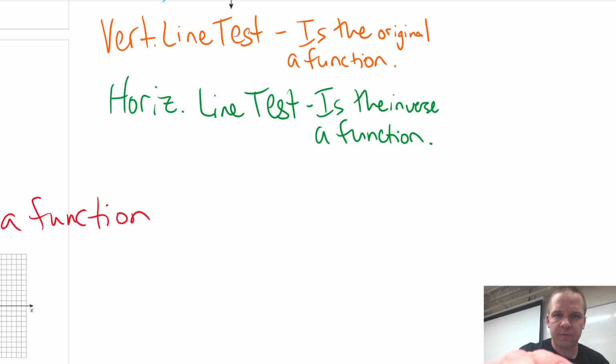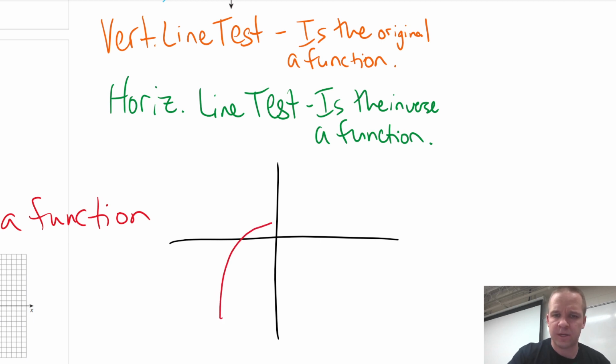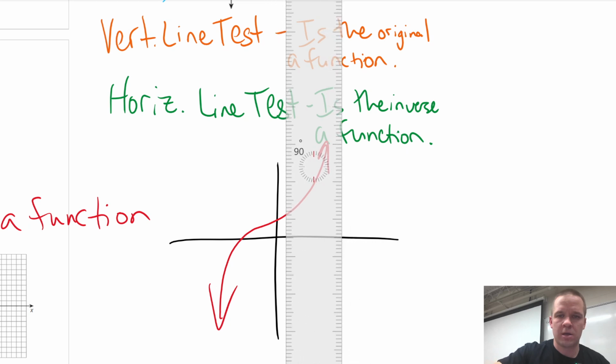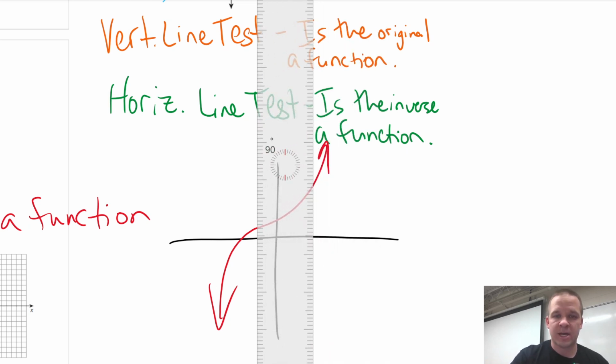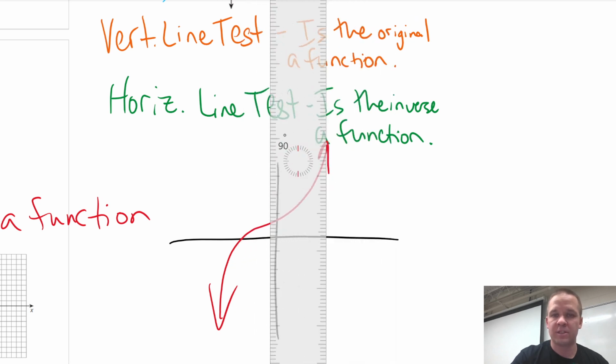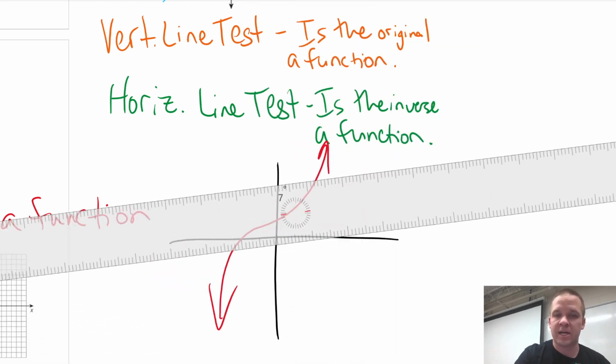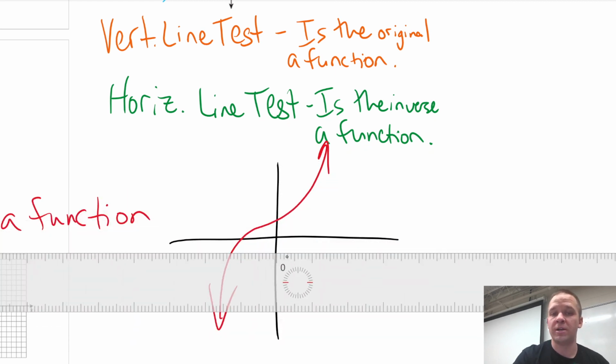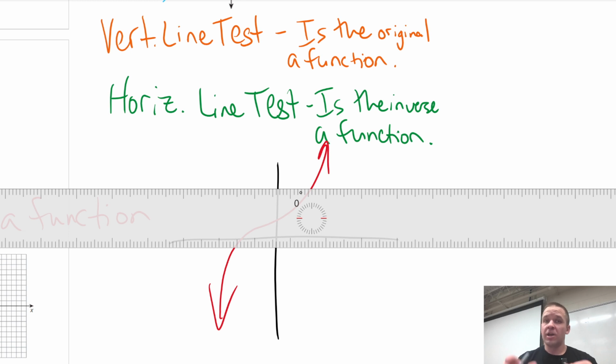If I threw down a graph, let's say I drew a cubic kind of like this guy here. Does that pass my vertical line test? Yep. Anywhere I am along this, my ruler is only going to pass through at one given spot. Would it pass the horizontal line test? Anywhere you go through this, yes, one given spot. So this one, the original is a function and the inverse is a function.